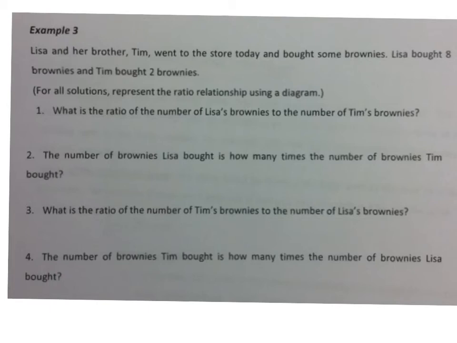So if I wanted to draw a picture and it's telling me to compare Lisa to Tim, that order is really important. The fact that I see Lisa first means I've got to look at Lisa's amount first. So Lisa has 8 brownies. So I'm just going to draw that. There's 1, 2, 3, 4, 5, 6, 7, and 8. So she has 8 brownies, and I want to compare that to Tim.